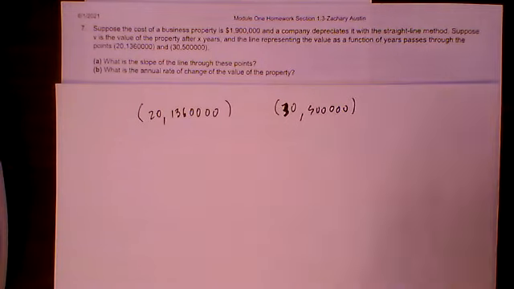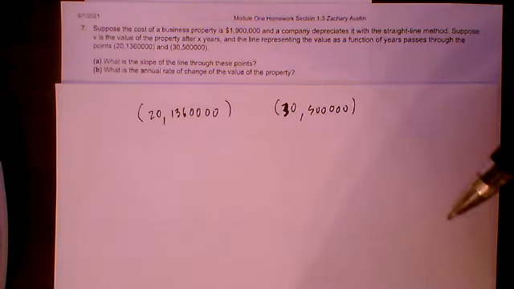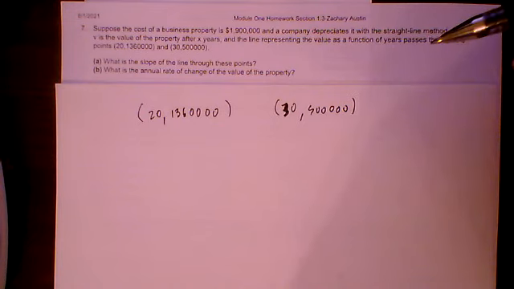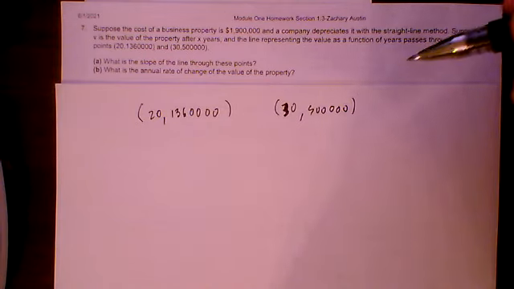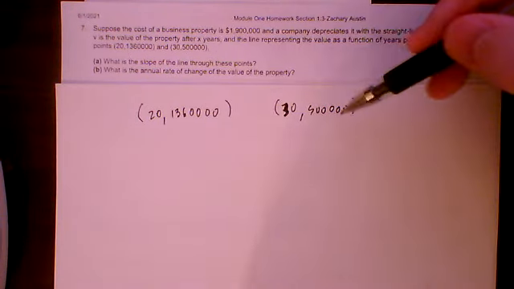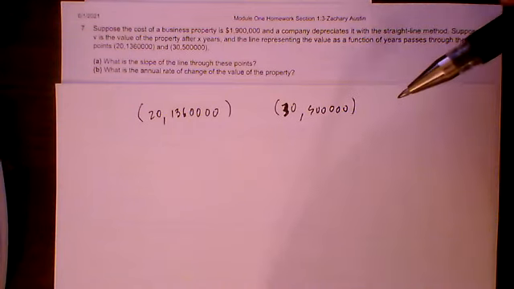Okay, we'll certainly be giving you a few word problems that look like this in your homework assignment. Suppose the cost of a business property is $1.9 million. Company depreciates it with a straight line method. So this is important. It means we're going to be using linear equations because it uses the phrase straight line here. Okay, suppose that V is the value of the property after x years. And then it gives us a couple of points, this (20, 1.36 million), and then (30, 500,000) that the line passes through. Okay, and it just asks a couple of questions about this.